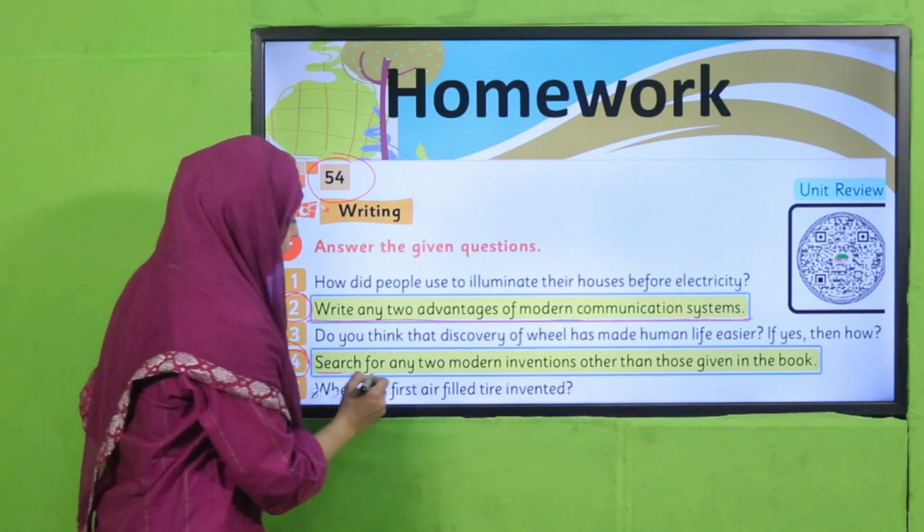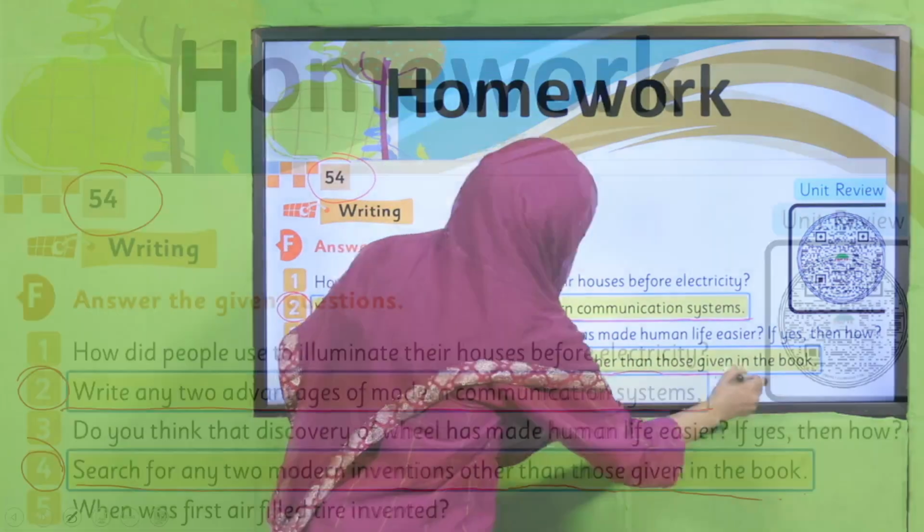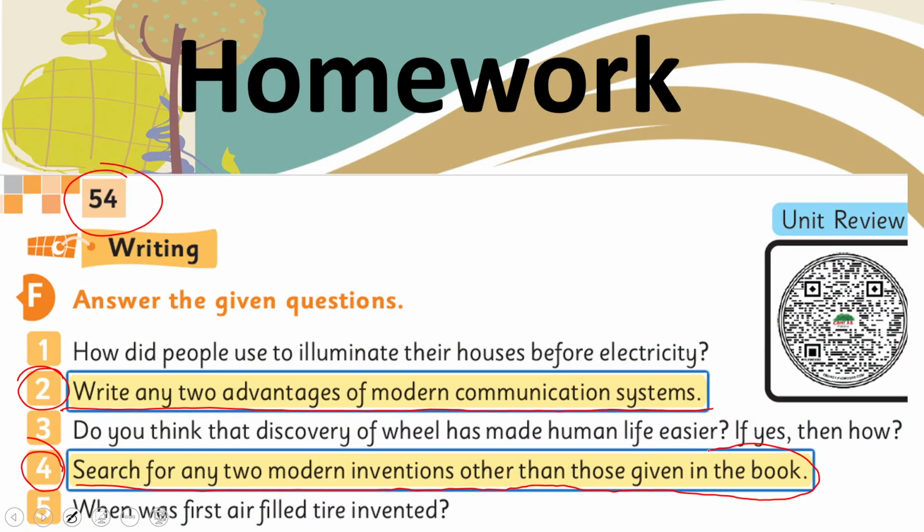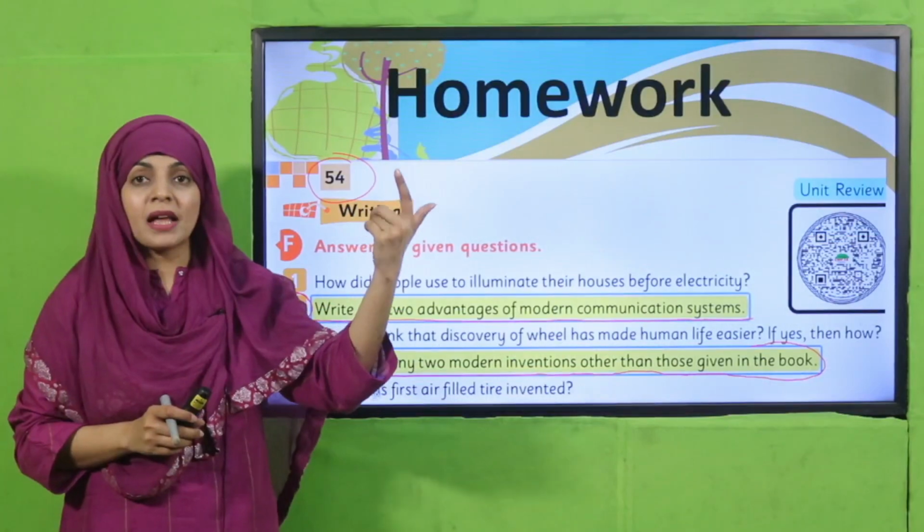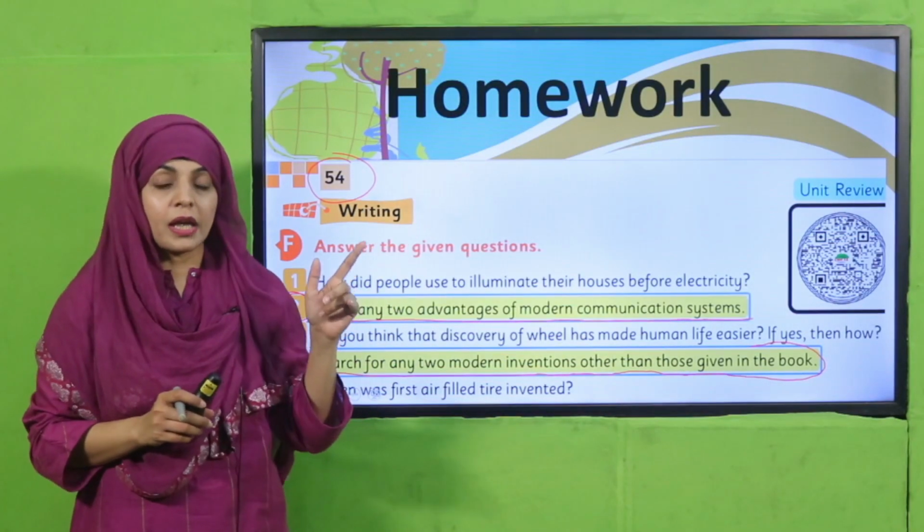Next is search for any 2 modern inventions other than those given in the book. So my dear students, आजकल के दौर में और कौन सी modern inventions हुई हैं जो कि पहले नहीं थी. So book में जो है उनके अलावा आपको लिखनी है. For example, let me give you an example. Older days में people used to have hand fans. Nowadays we have electricity fans and we also have air conditioners.